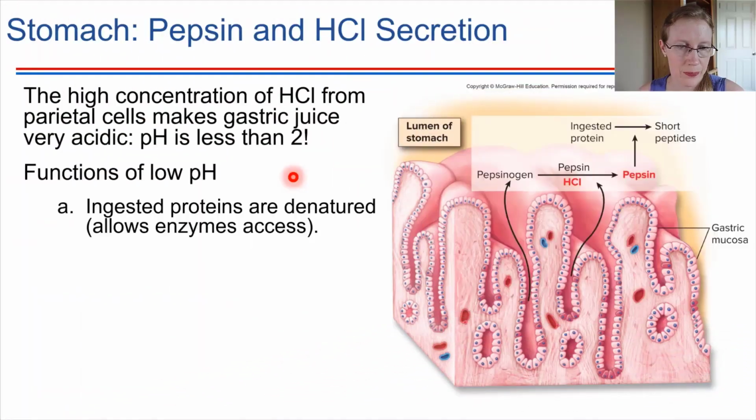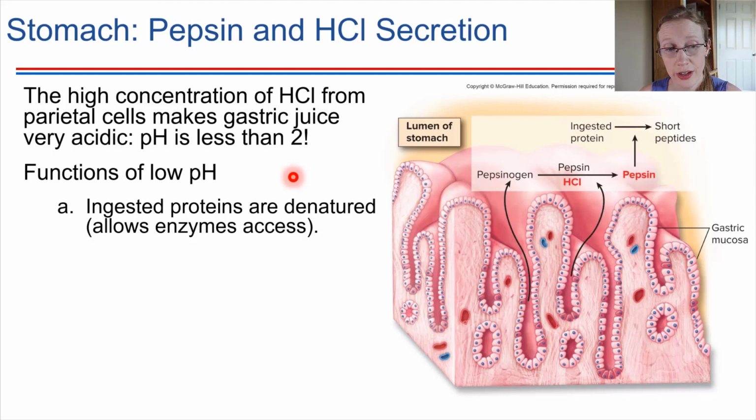The amount of HCl that's produced by those parietal cells ends up leading to a very low pH. The stomach has a pH of less than 2. It's usually between 1.5 and 2. And that very low pH has a few key functions. We've already mentioned that it helps to kill a lot of the bacteria that we ingest, but it also does some other important things. It causes proteins to denature.